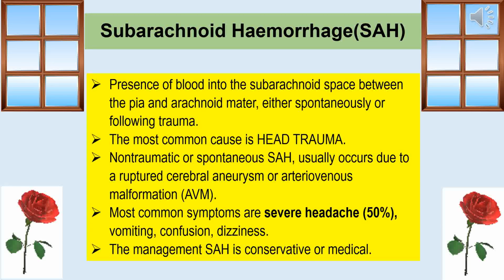The signs and symptoms of subarachnoid hemorrhage range from subtle prodromal events to the classical presentation. The most common symptoms are severe headache in 50%, vomiting, confusion, dizziness or vertigo, diplopia, loss of consciousness, and loss of vision. The possibility of a spontaneous subarachnoid hemorrhage that leads to collapse resulting in a head injury should always be kept in mind, and a CT angiography should be ordered to exclude this. The management of subarachnoid hemorrhage is conservative or medical.